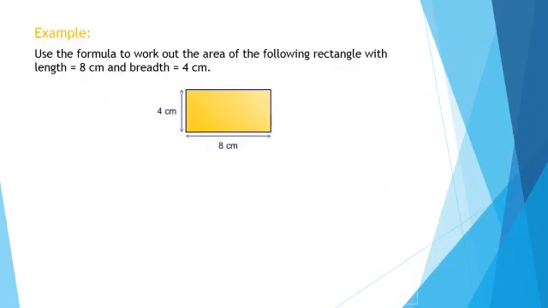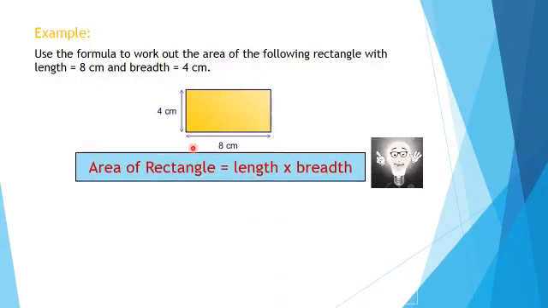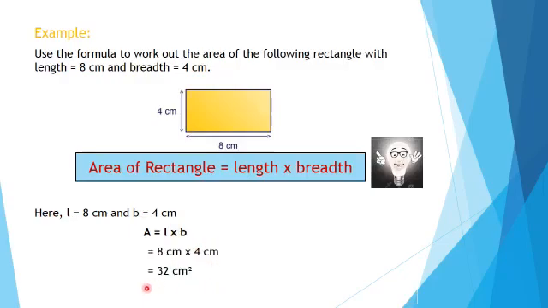Have a look at the example. We have to use the formula to work out the area of the following rectangle with the length of 8 cm and breadth of 4 cm. We know that the formula for the area of rectangle is length multiplied by breadth. Here length is equal to 8 cm and breadth is 4 cm. Area is equal to L multiplied by B, that is 8 cm multiplied by 4 cm. So your answer will be 32 cm square. Area of a rectangle will be 32 cm square.